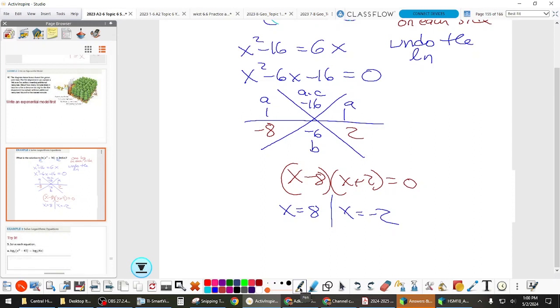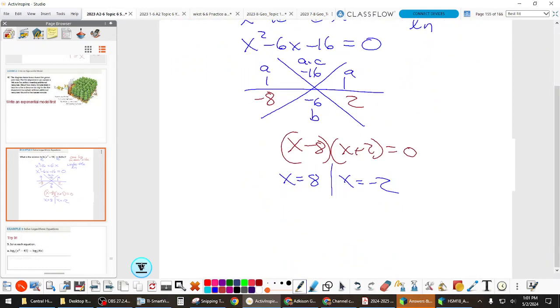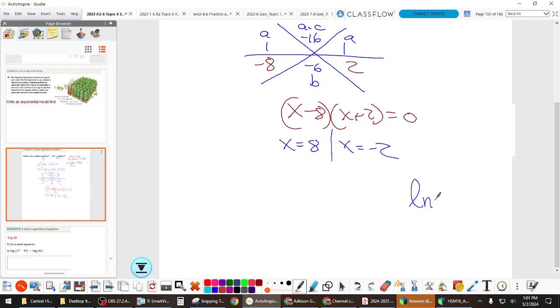If I plug this negative 2 back into the original, like here, for example, then this is trying to natural log a negative 12. Does that work? Why not? So we're going to do a check now. If I plug negative 2 in on the right side, it's wanting us to do natural log of negative 12. If we plug it in on the other side, it will also say natural log of negative 12. So we're not checking for equality. We're checking if that's okay to do.